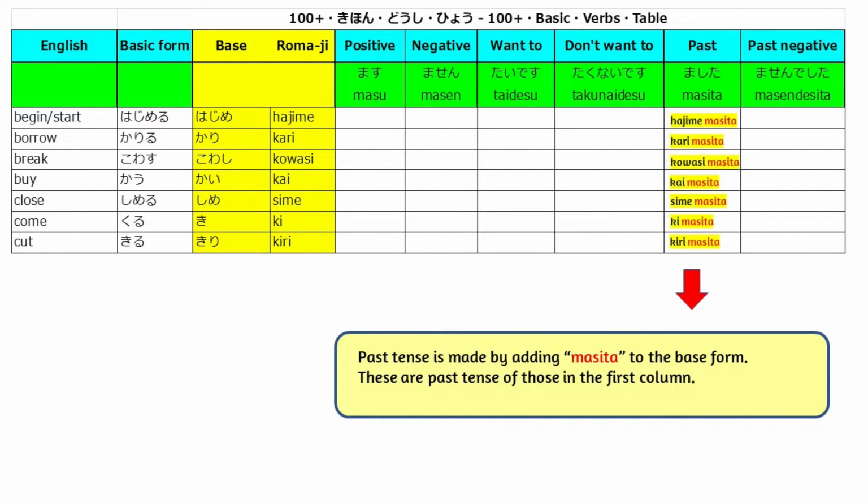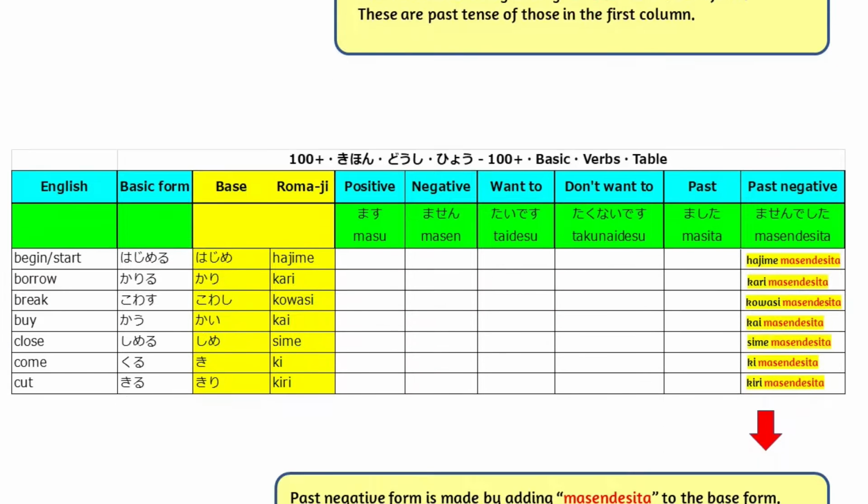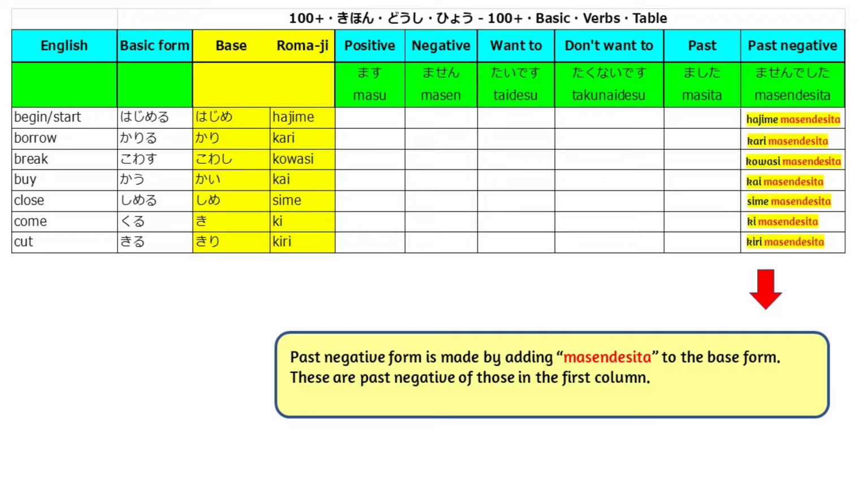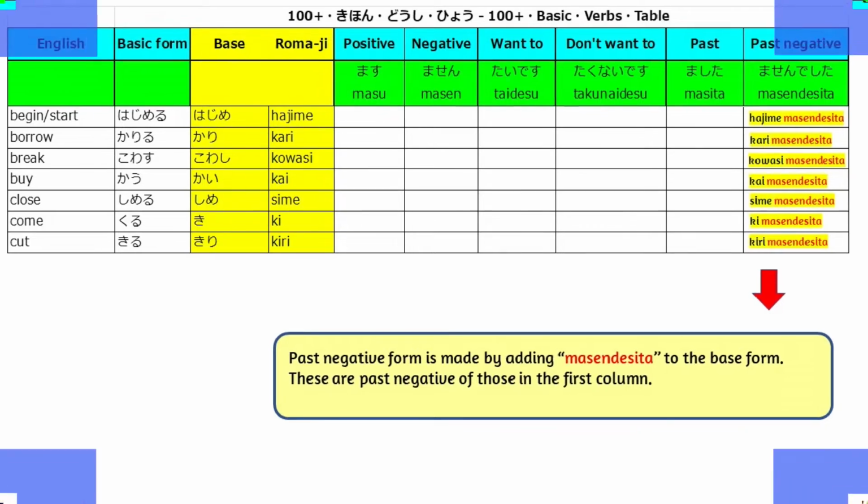Past form is made by adding ました to the base form. These are past positive form. And the last is past negative form. It is made by adding ませんでした to the base form. These are past negative form.